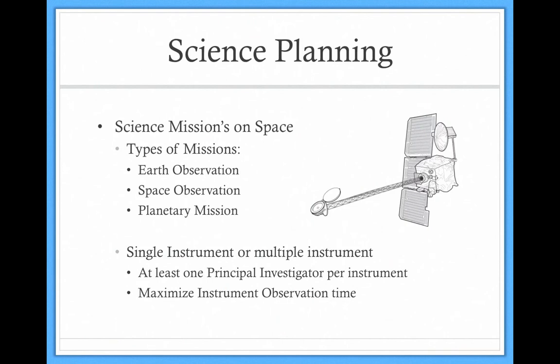In these first slides, I will introduce you to the topic of science planning. There are different types of missions: Earth observation, spacecraft orbiting around the Earth, space observation where the spacecraft orbits around Earth but also fixes on other spots, and planetary missions moving across the solar system. Each spacecraft has instruments to perform observations. Each instrument is used by an instrument team.